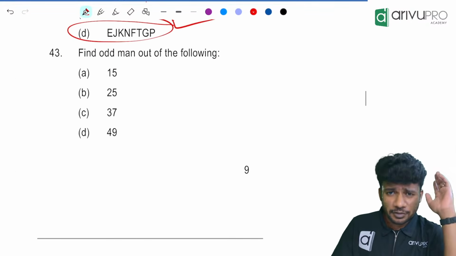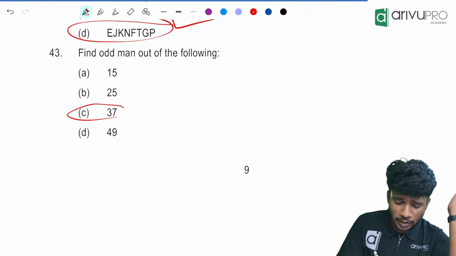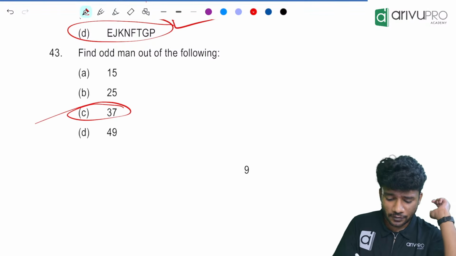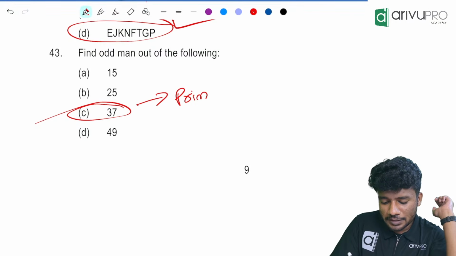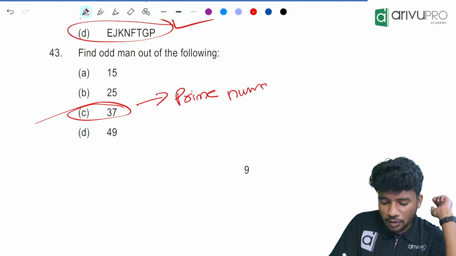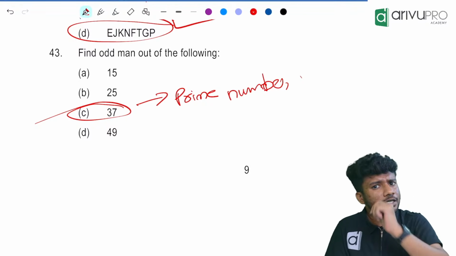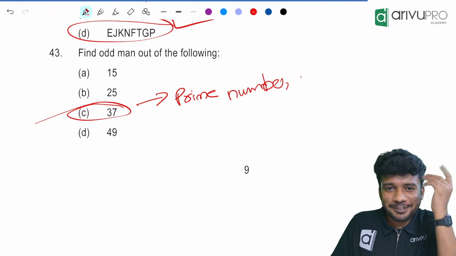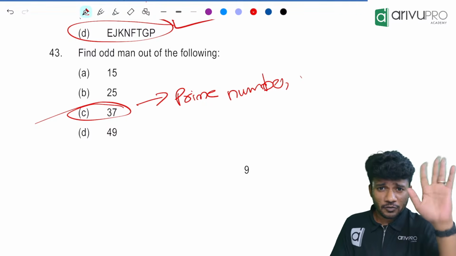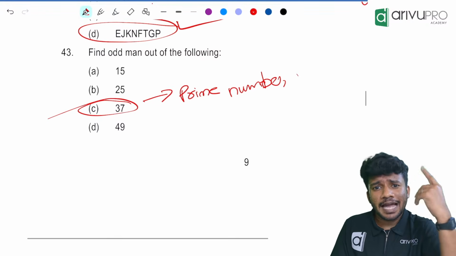Find out the odd man out of the following. Looking at that, only one odd man is there. Who is that? 37. Why is it the odd man? Because it is a prime number, others are not prime. What do you mean by prime numbers? First standard teacher told what a prime number is. A prime number is whichever is divisible only by that number and 1.